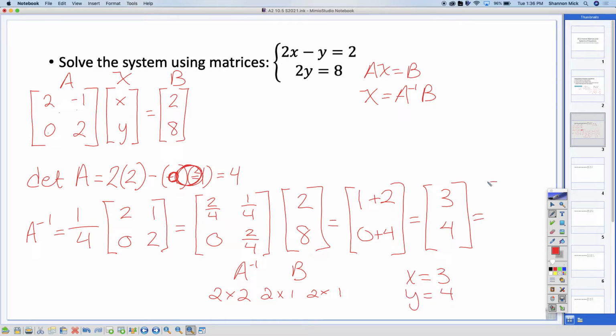Because we know that in order for these two matrices to be equal, they have to be the same, right? So now we're going to plug it back into the original equation. So X is 3, Y is 4, right? So 2 times 3 is 6, minus 4 is 2. And 2 times 4 is 8. So did we do it right? Yeah. That looks pretty.